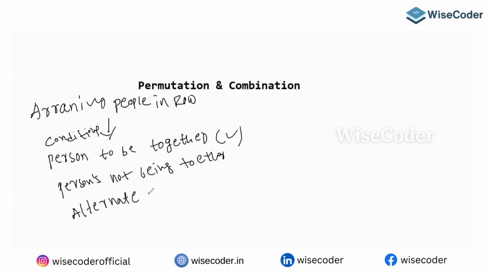Next, when they are not to be together, what is the position? So arrange the remaining ones. Ignore all the objects of which no two should be together. Arrange the rest of the objects first. Then the remaining will come into the picture.